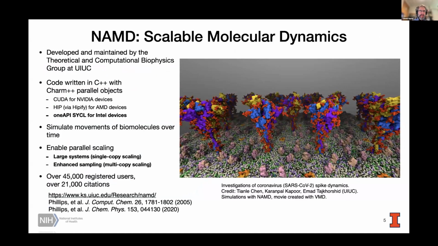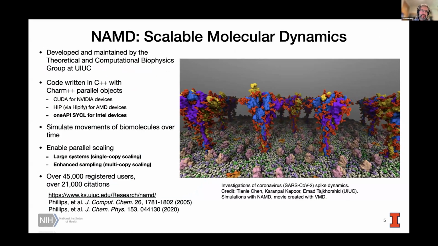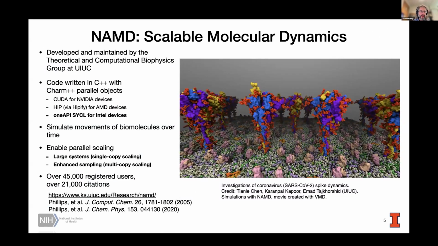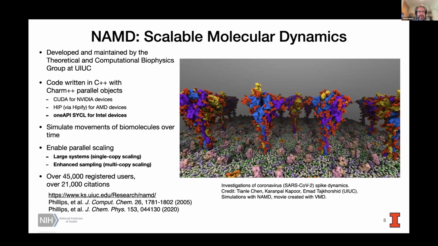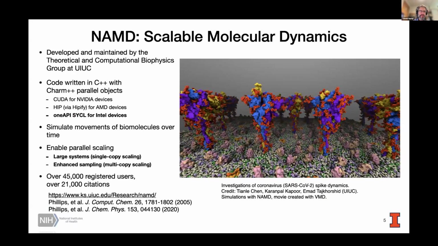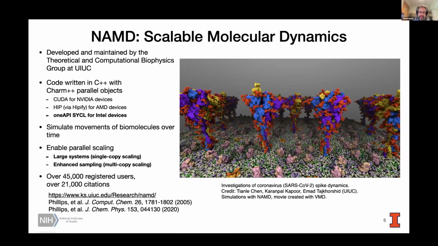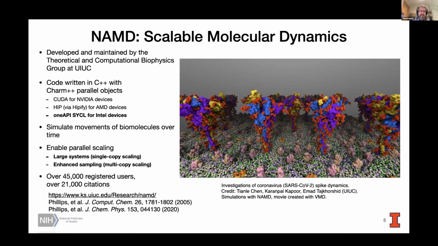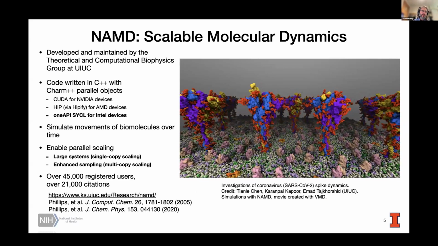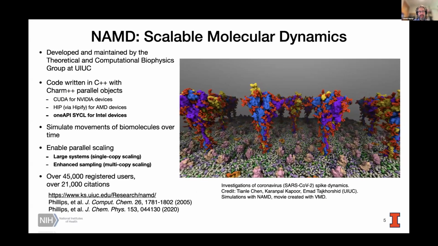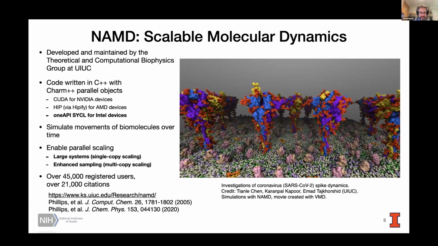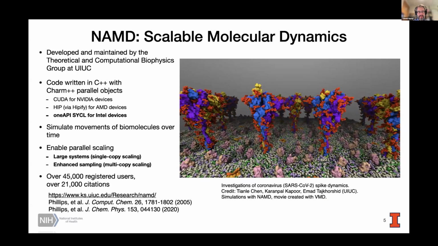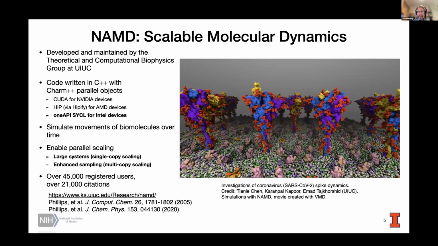NAMD is developed and maintained by the Theoretical and Computational Biophysics Group at the University of Illinois at Urbana-Champaign. The code is written in C++ with Charm++ parallel objects. We use CUDA for supporting NVIDIA devices, HIP for AMD devices, and we use oneAPI, SYCL, now for Intel devices. In NAMD, we're simulating the movements of biomolecules over time.